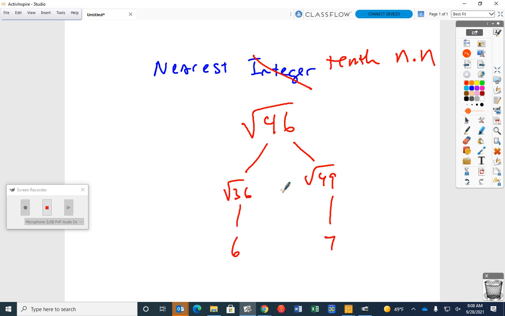Around 42 or 43. But it's kind of closer to this one, isn't it? So what do you think a good estimate might be? Is it going to be bigger than 6.5? Why? Because 6.5 would be right between these, right? And that would be if this was like 42. Well, 46, what is a good estimate? I would say about 6.8 or 6.7. How many of you guys got that for your answer? Okay, good. Does that make sense?